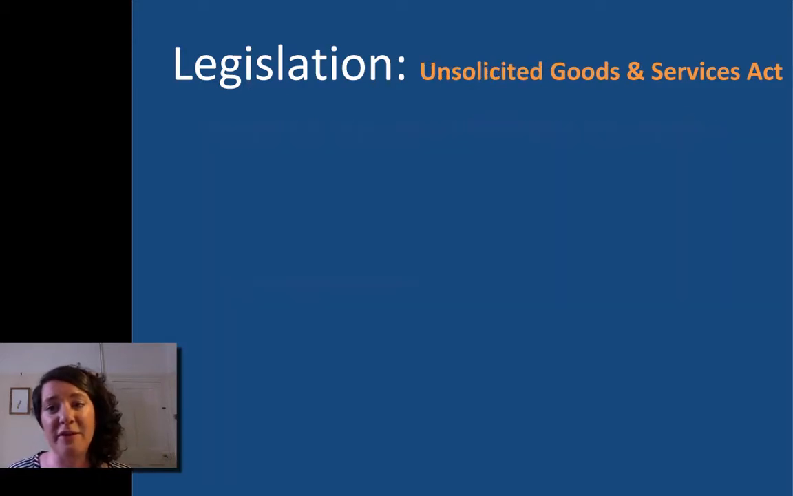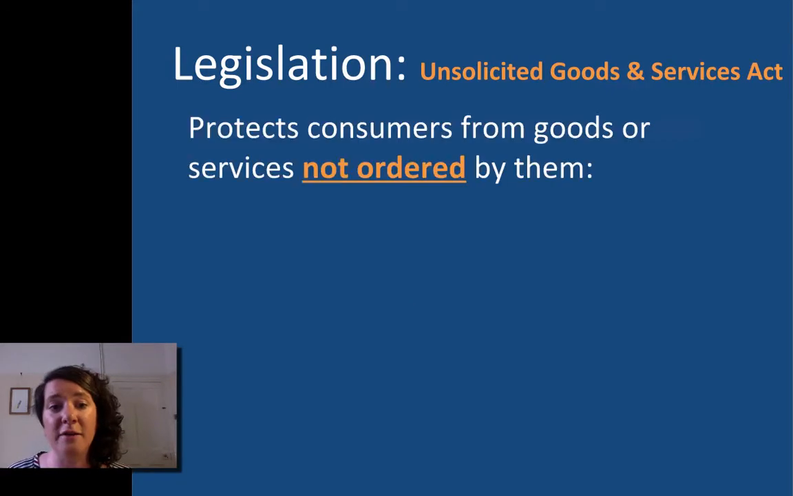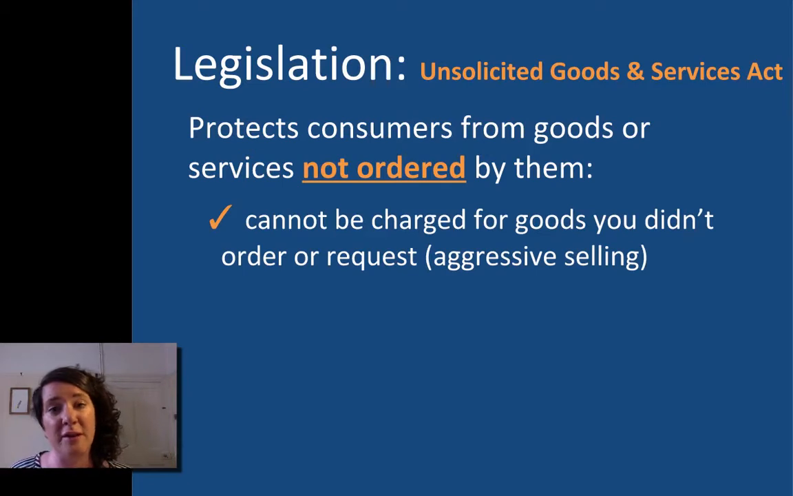In the Unsolicited Goods and Services Act, this sets out a set of rules that protect consumers from goods or services that they didn't order. So it says how you cannot be charged for goods that you didn't order or request. So this is often known as aggressive selling, when things are sent to you and then maybe a bill is sent afterwards, so a demand for payment.